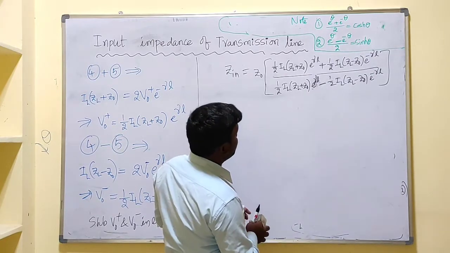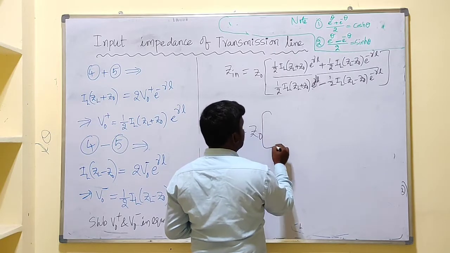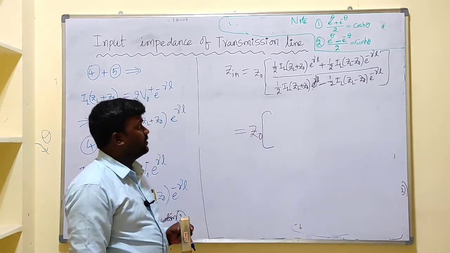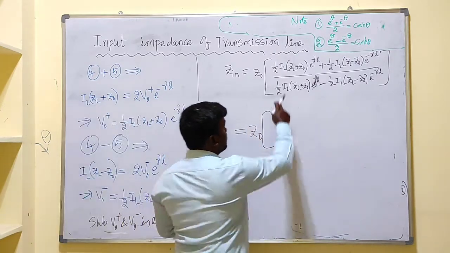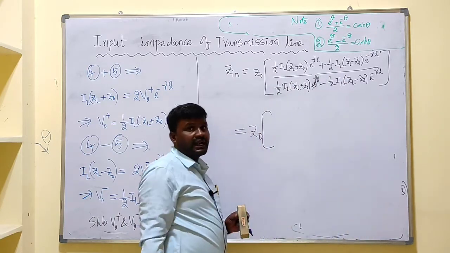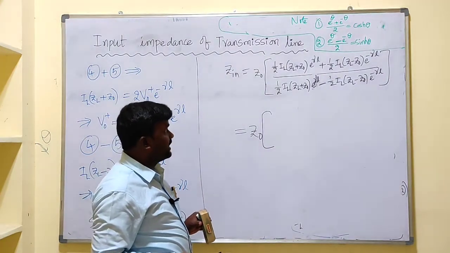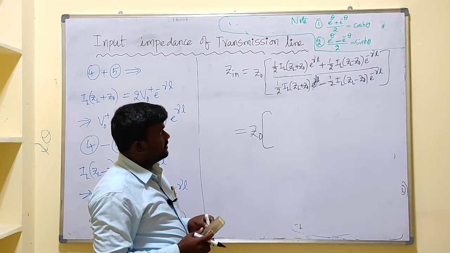We can take 1 by 2 IL as common, that is cancelled out. Here 1 by 2 IL, here also 1 by 2 IL. In the numerator and denominator we can take 1 by 2 IL as common. Remaining terms are what? ZL into e to the power gamma L.